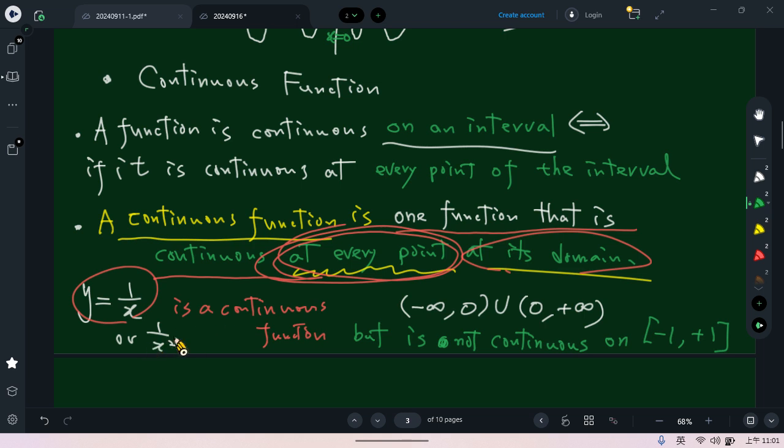Of course, for 1 over x squared, we face the same situation. We don't need to take care of 0. We only take care of negative to positive infinity, excluding 0. But for this one, it asks if within this interval the function is continuous. No, because 0 could not be a continuous point for this function.